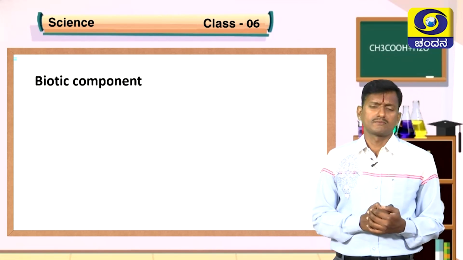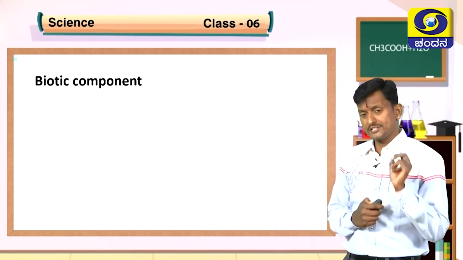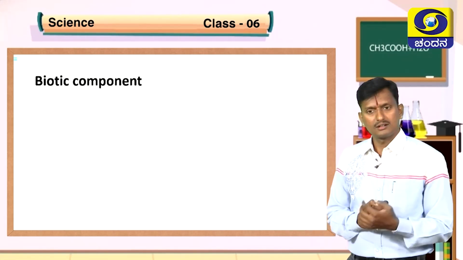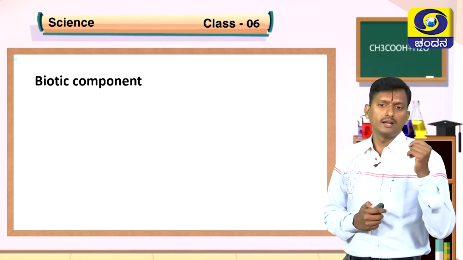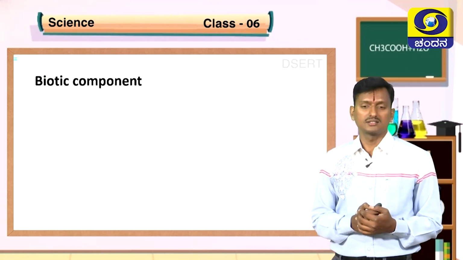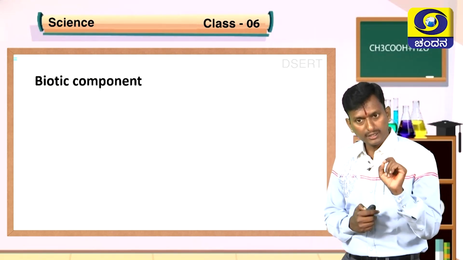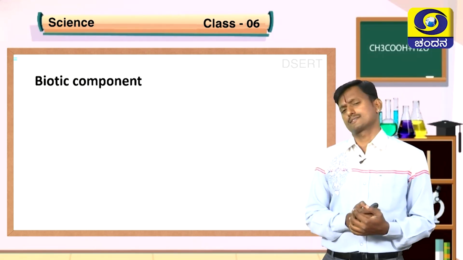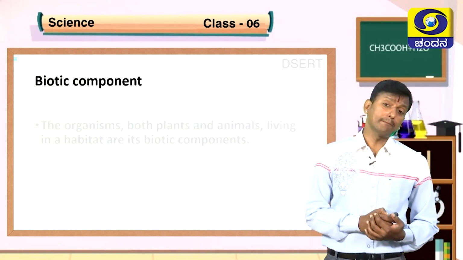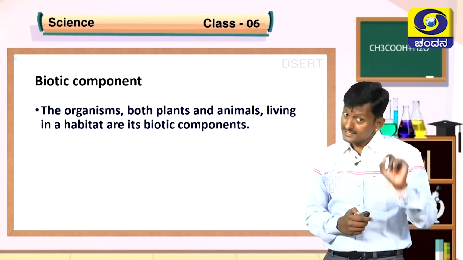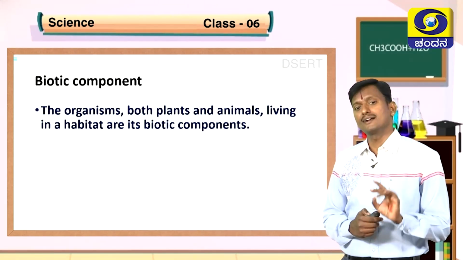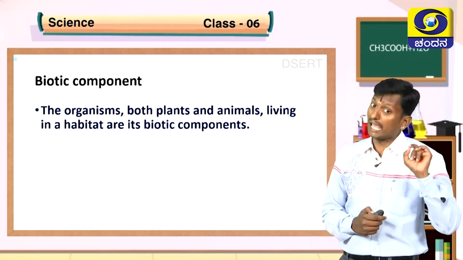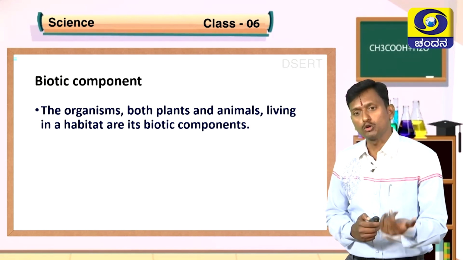Students, there are two main characteristics which are responsible for living things on this earth: biotic and abiotic components. What is biotic components? The organisms, both plants and animals living in a habitat are its biotic component.